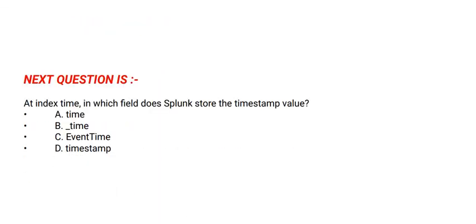Next question is, at index time, in which field does Splunk store the timestamp values? Options are option A, time, option B, underscore time, option C, event time, and option D, timestamp. The correct option is option B.